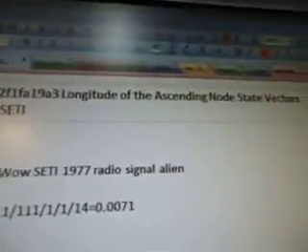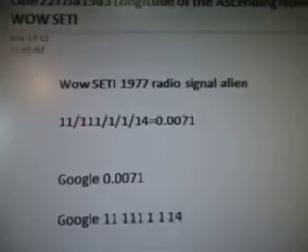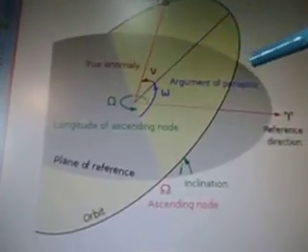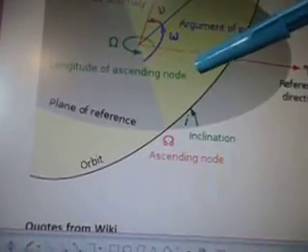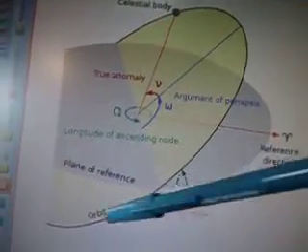Longitude of the ascending node, state vectors. Wow, SETI. There's the alien radio signal and the keywords for longitude of the ascending node. And here is a picture. We have the celestial body, true anomaly, argument of periapsis, reference direction, longitude of ascending node, plane of reference, inclination, ascending node, and orbit, which is this area here. That's your orbit there, okay?